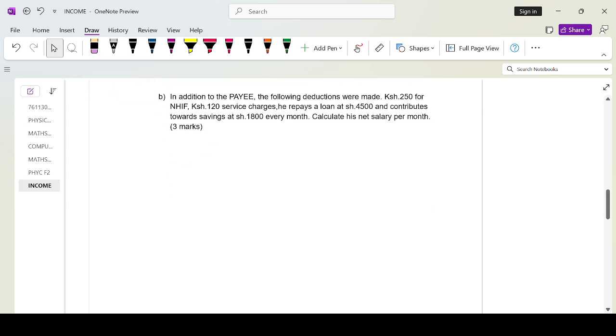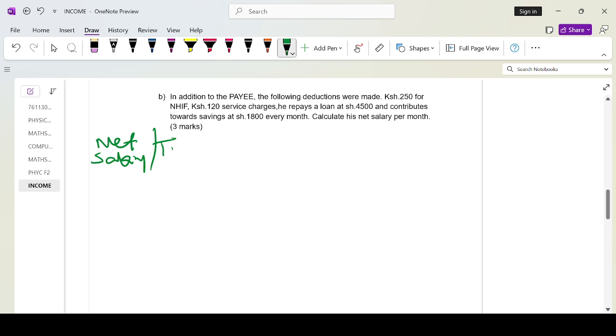Part B. In addition to the PAYE, the following deductions are made: 250 for NHIF, 120 for service charges. He repays a loan of 4,500 and contributes towards savings at 1,800 shillings per month. Calculate the net salary. Learners, this is what we call the net salary here. It is what is called the take home. How much are you going home with?